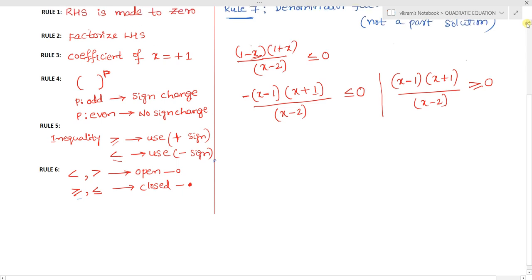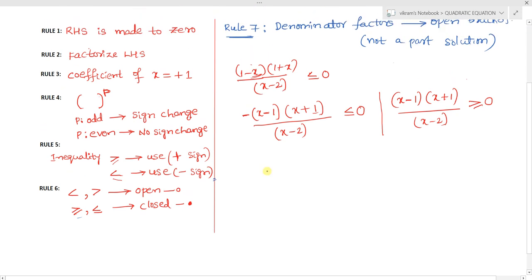Now this is in the form of numerator by denominator. So represent the factors, that means the values of x, on the real axis from -infinity to +infinity. What are the values of x? x minus 1 is a factor, so x equals 1. x minus 2 is a factor in the denominator, so x equals 2. And in the numerator, x plus 1 gives x equals -1.